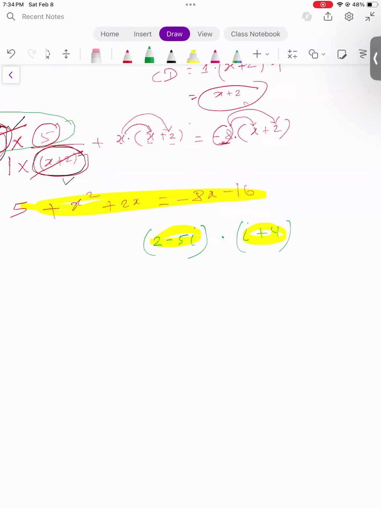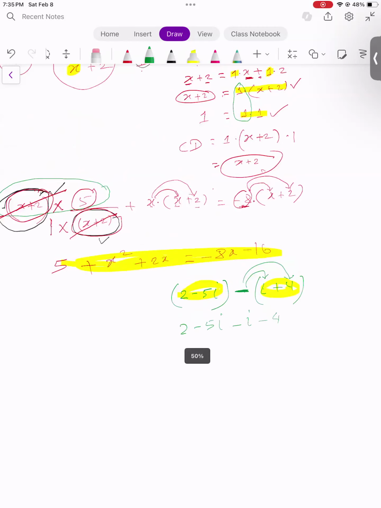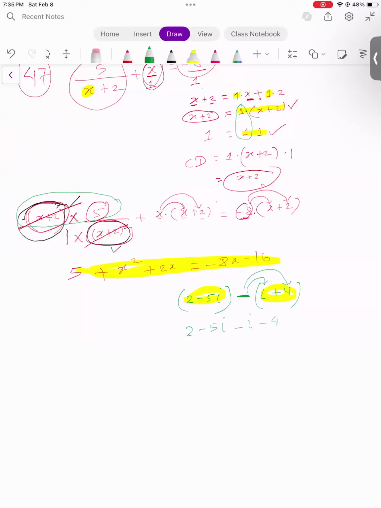Instead of a product we have a negative here, so you don't use FOIL. So this is 2 minus 5i. Now you are distributing this negative to each term inside this parenthesis. So negative times i, negative times positive 4, that is negative 4. So it's not that whenever you see a binomial and a binomial you are using FOIL. You must have a product sign in between those binomials.